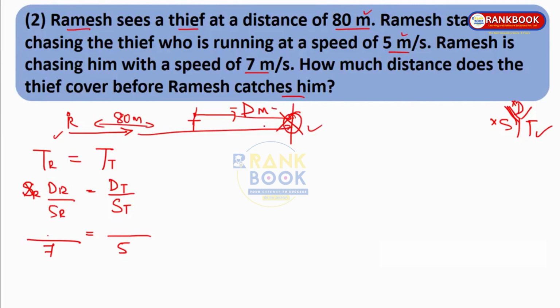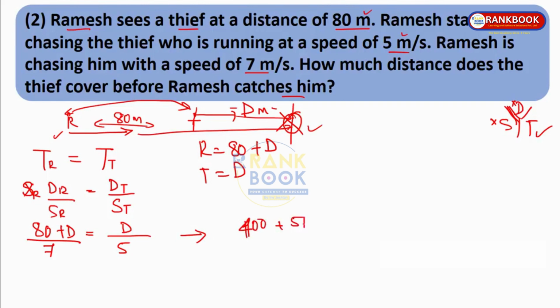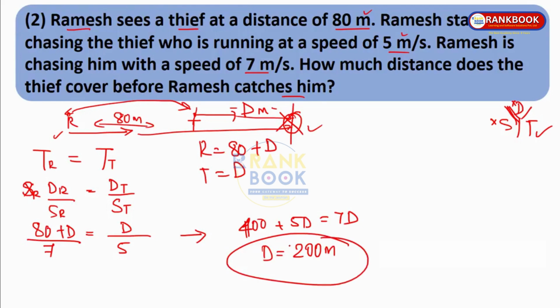How much distance must Ramesh have traveled then? Ramesh must cover this 80 meters plus this d meters. So Ramesh would travel 80 plus d meters, whereas the thief will travel only d meters. Let's solve this. 5 into 80, 400. So 400 plus 5d equals 7d. So d is nothing but 200 meters. So the thief covers 200 meters before Ramesh catches him.